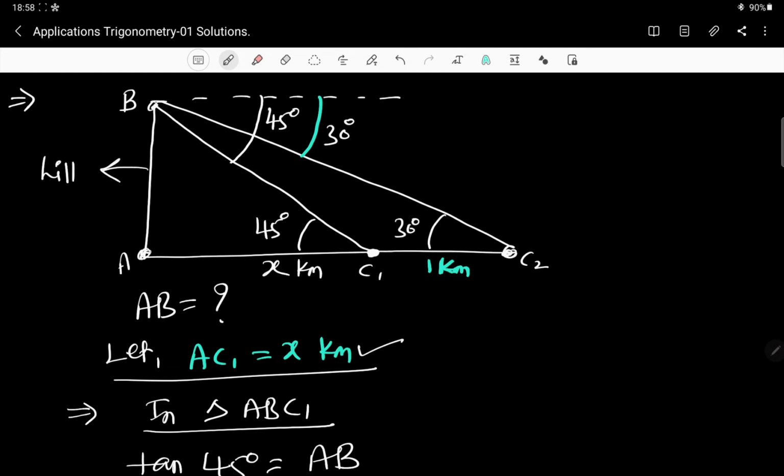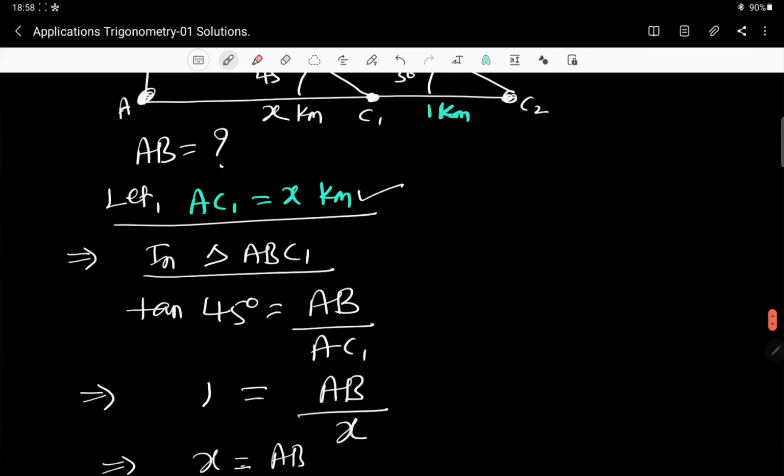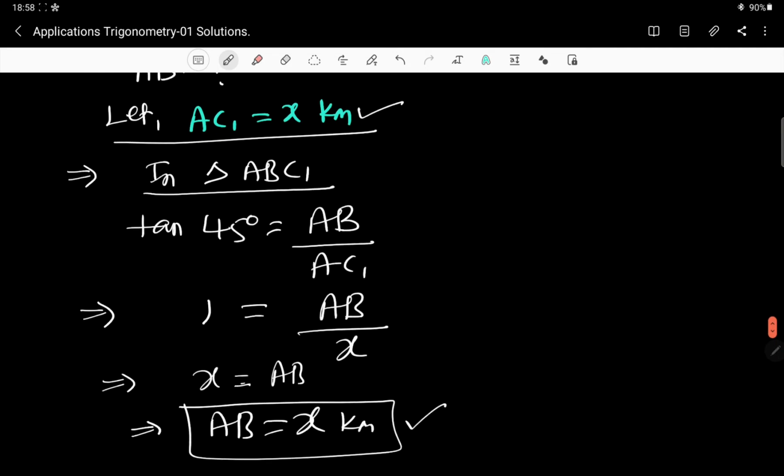So this is also x kilometer. I mean, whatever is from A to C1 is the same, because here it is 45 degrees, no? So that's why we got this AB as x. This AB is also x. Correct, no? All right, x kilometer, of course. I hope you are getting what I am trying to say. Please observe this one more time. AB is equal to x kilometer.